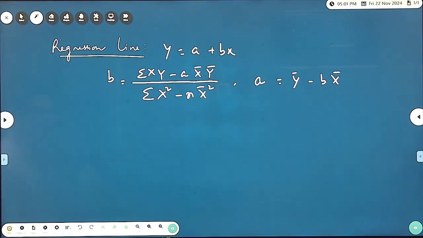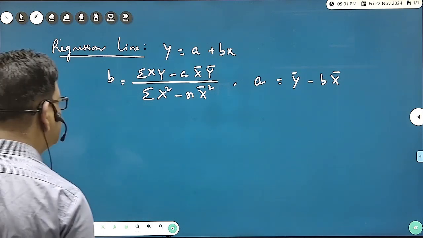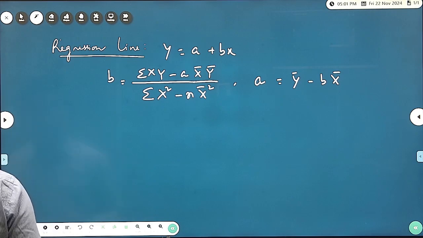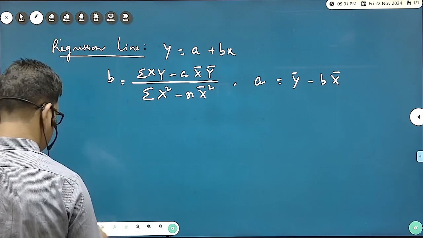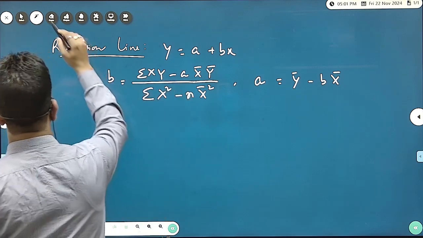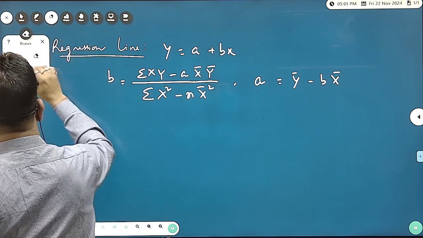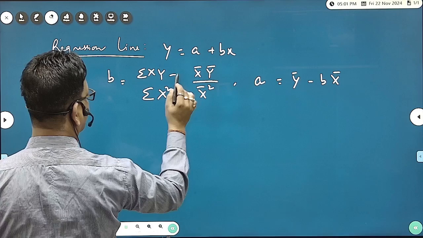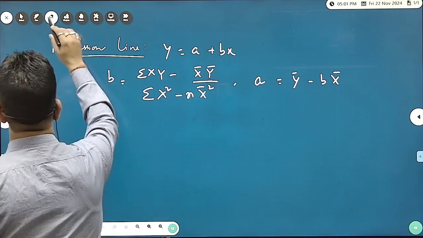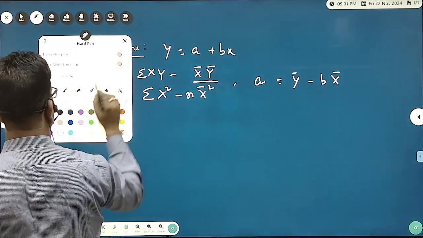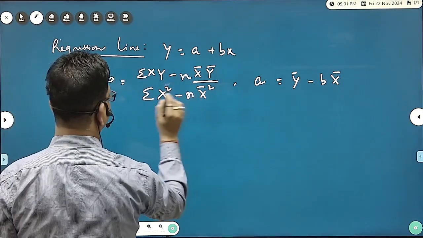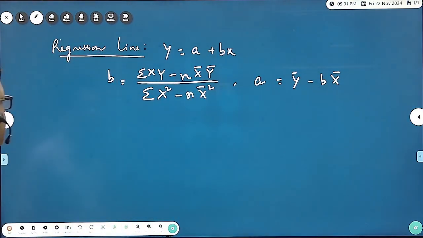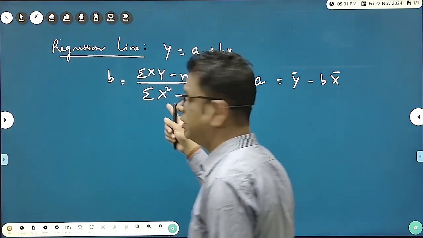This is the last topic. Which one? Numerator, sorry, so it will be n. Okay, so this will be n. Yes or no? So it was n. Like this, right?